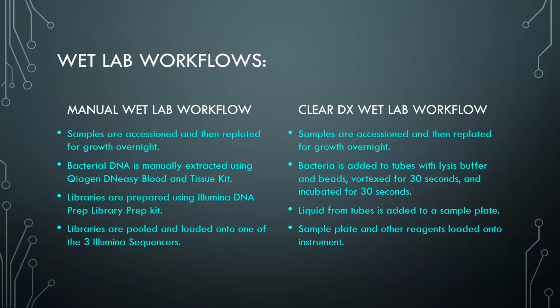So for this, we accession samples and then replate for growth overnight. The bacterial DNA is extracted manually using a DNeasy Blood and Tissue kit, which is made by Qiagen. We prepare the libraries using the DNA Prep library prep kit, and then we pool them and load them onto one of the 3 sequencers.